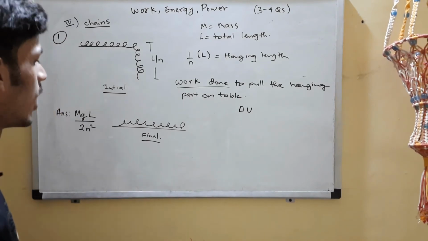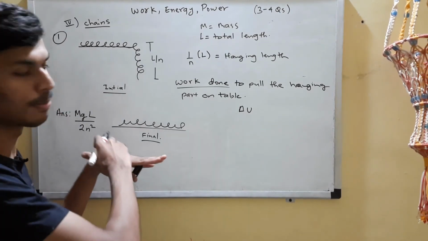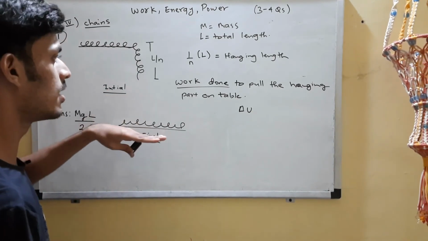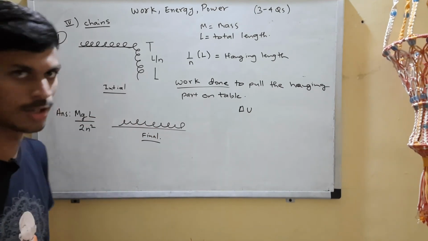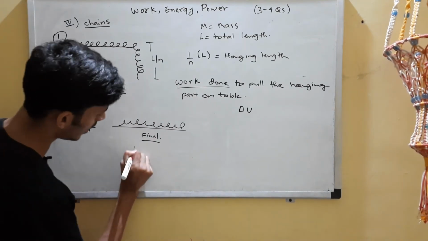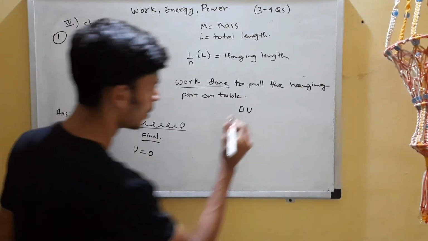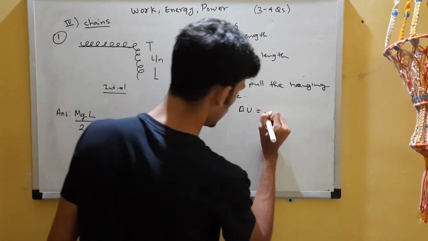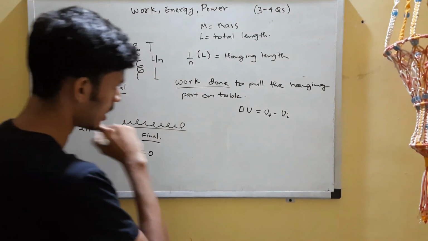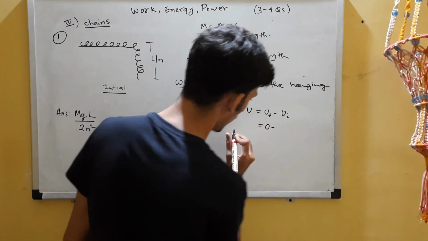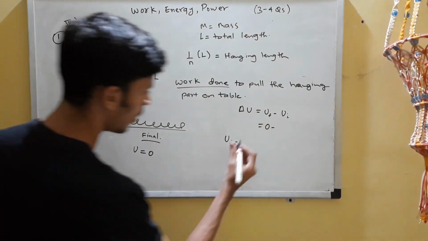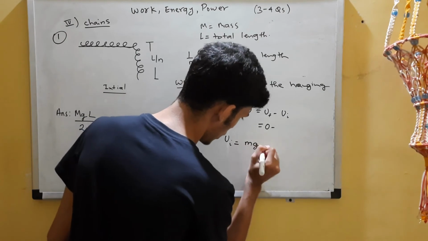So you can see that in the final case the chain is completely resting on the table, okay? We'll choose this as our reference level, and at this level the potential is 0. So here in the final configuration our potential energy is 0, okay? So here we are supposed to find the change, which is final potential energy minus initial potential energy, right? Final is 0. We'll find the initial potential energy using mgh. Now if you see mgh, I'll just write the formula.